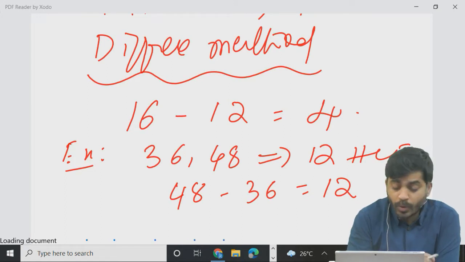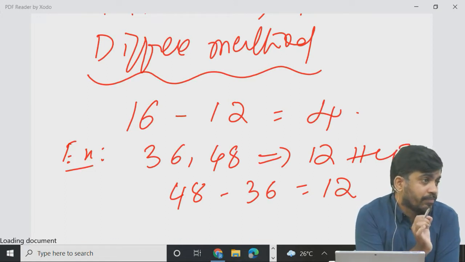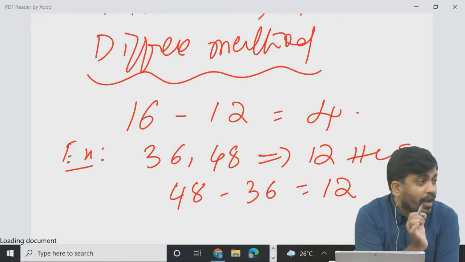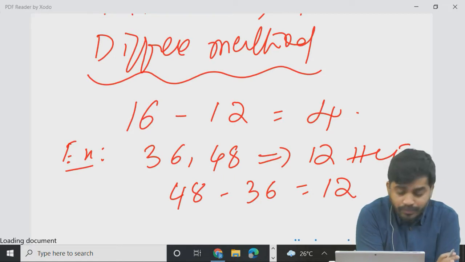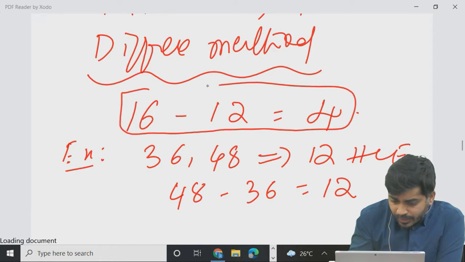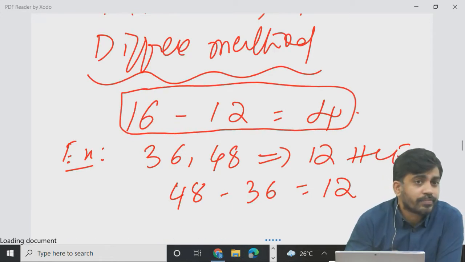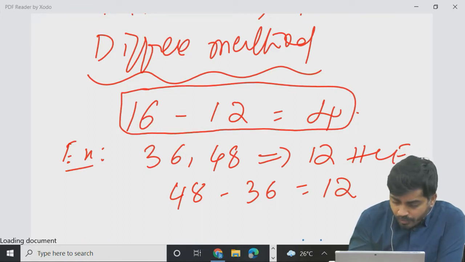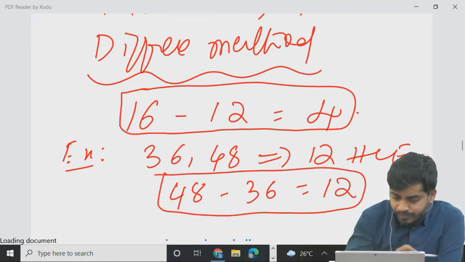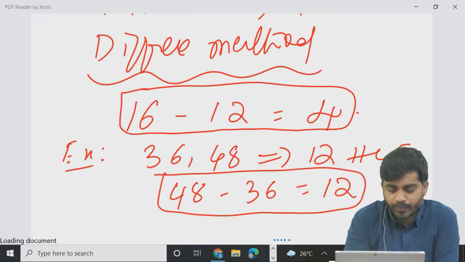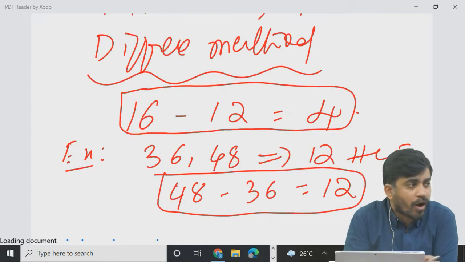So in 99% of cases the answer is always equal to the difference. Why did I say 99%? I'll give the reason. First, note down: by the difference method, take the difference between the two numbers. Two examples: 16 minus 12 is 4, and for 48 and 36 the difference is 12. So always find the difference between two numbers.